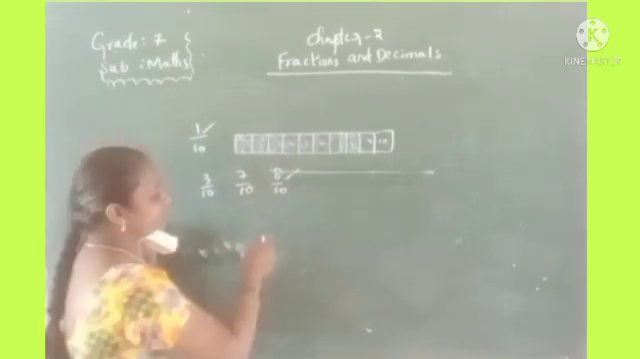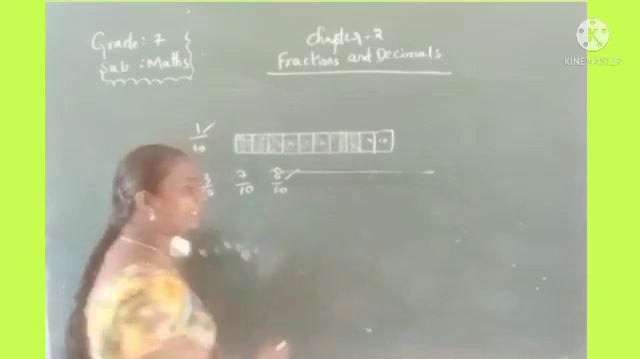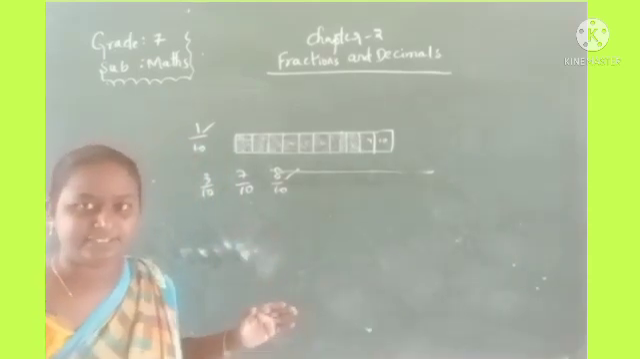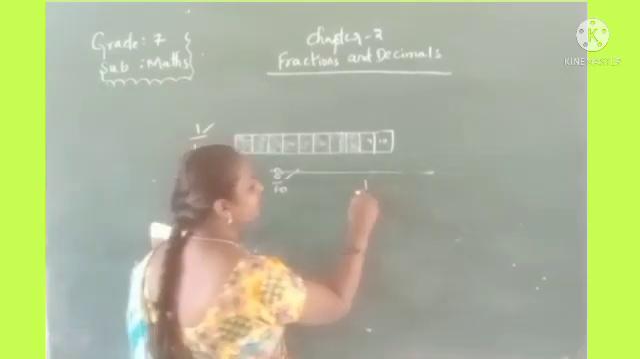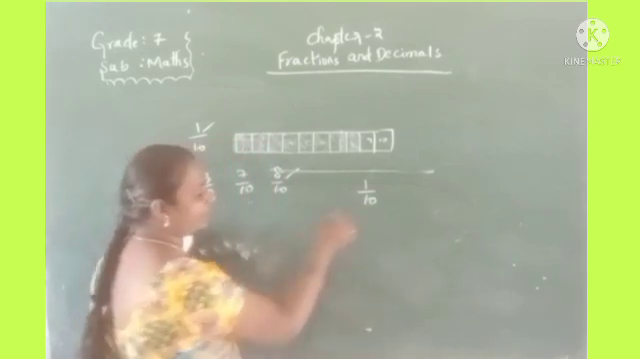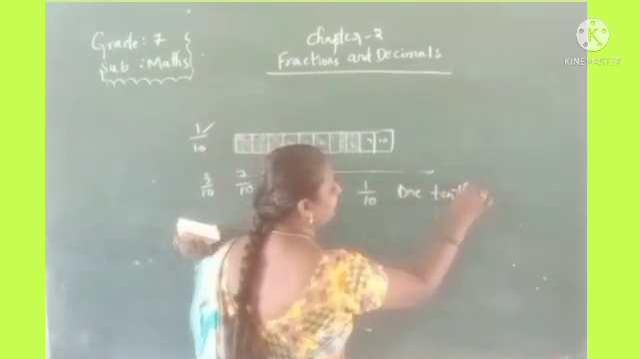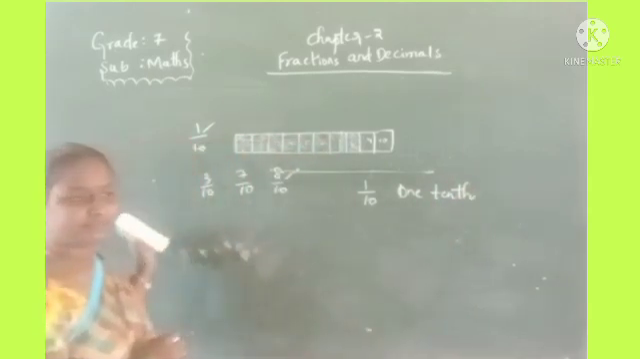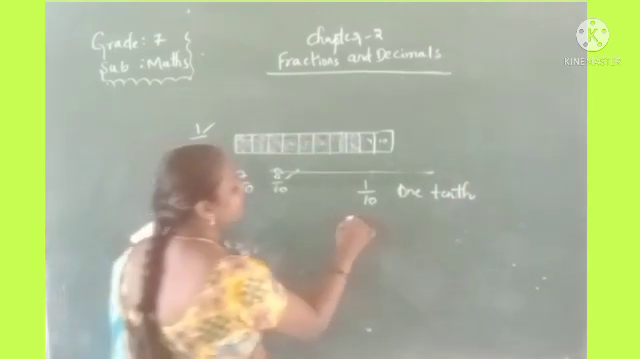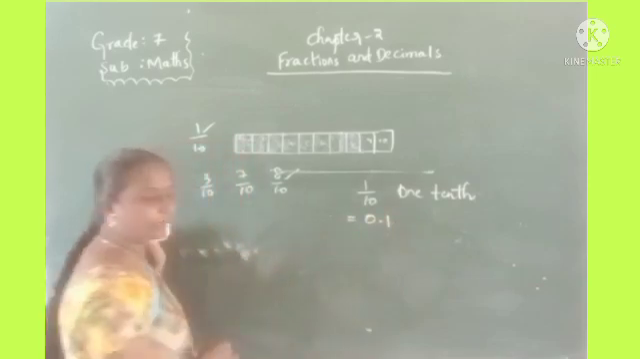See, when we move one digit to the right side, then the place value becomes 1 by 10. 1 by 10 is nothing but one tenth. One tenth means it is equal to 0.1.